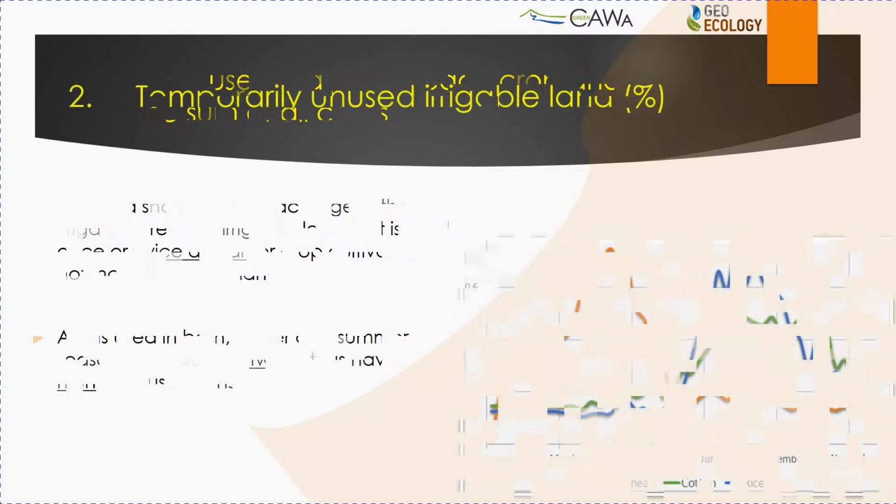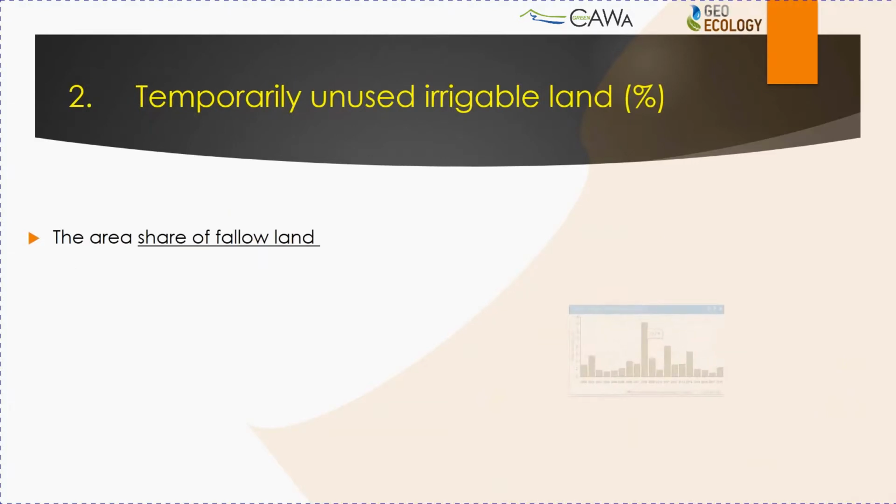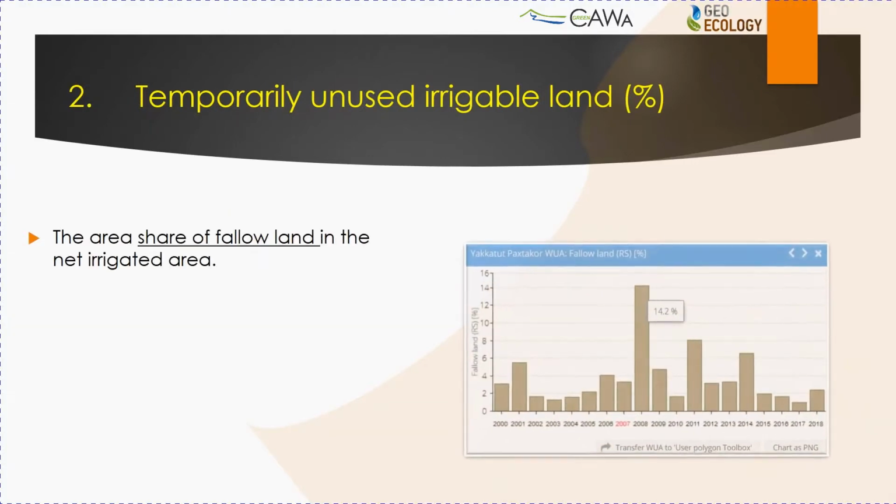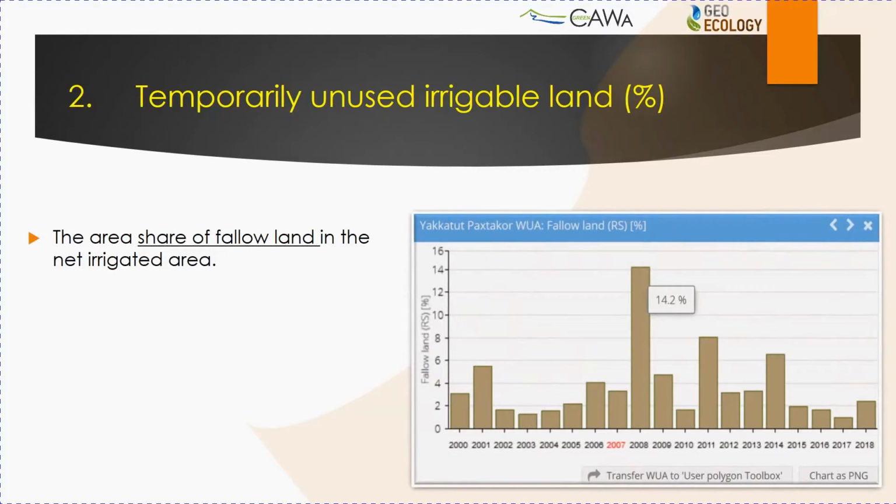The second indicator to work with in this exercise is temporarily unused irrigable land, which is in percent. For example, this chart shows the percent fallow land in any particular region for each year from 2000 to 2018. For instance, in year 2007, less than 4% area was fallow.